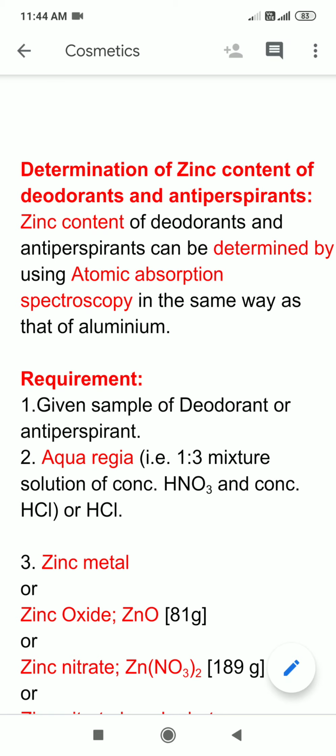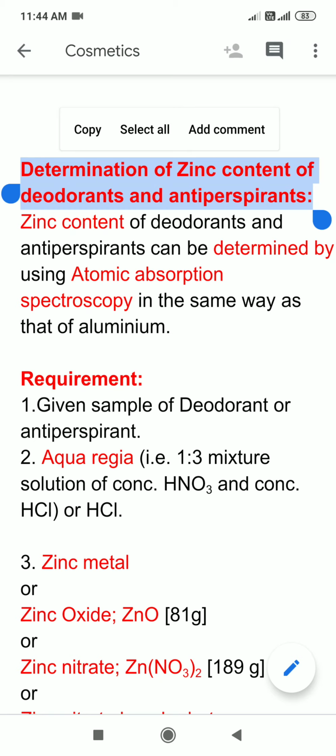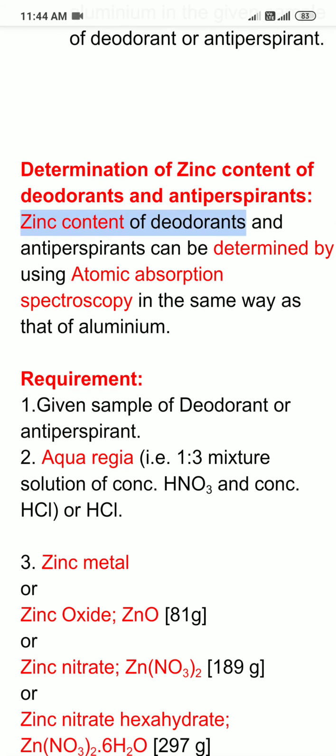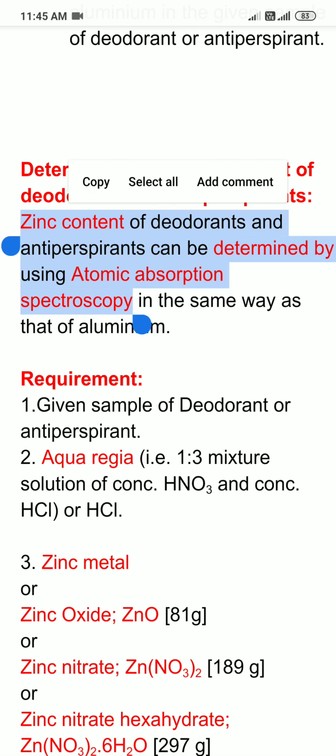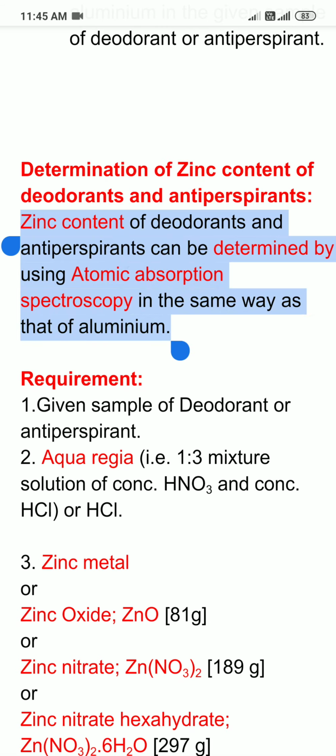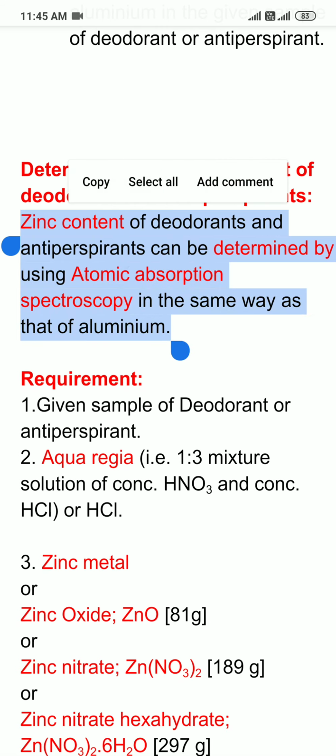So students, our today's topic is determination of zinc content of deodorants and antiperspirants. In the previous lecture, we had studied the determination of aluminum content of deodorants and antiperspirants. So the zinc content of deodorants and antiperspirants can be determined by using atomic absorption spectroscopy in the same way as that of aluminum. So there is a little bit of difference here.